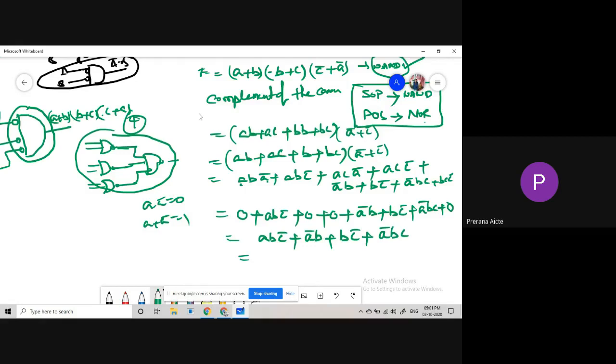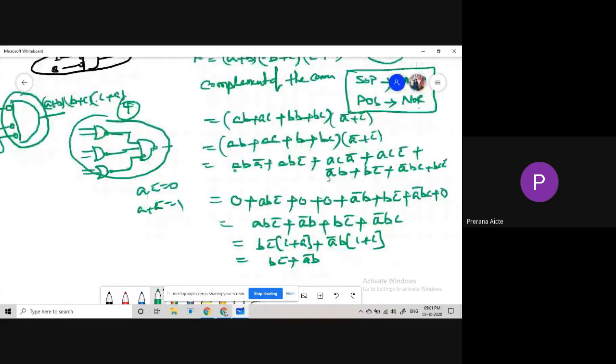So again it will be reduced, right? Yes, sir. Taking BC bar common, 1 plus A, and taking A bar B common, 1 plus C, it becomes BC bar plus A bar B. Now it is in the form of SOP only.